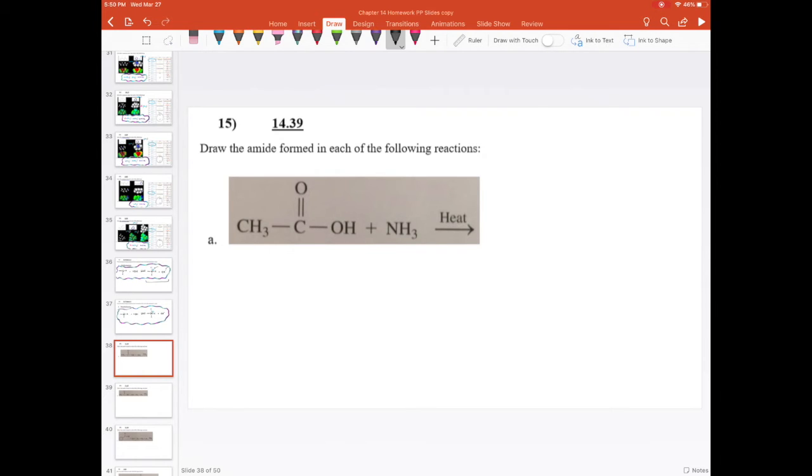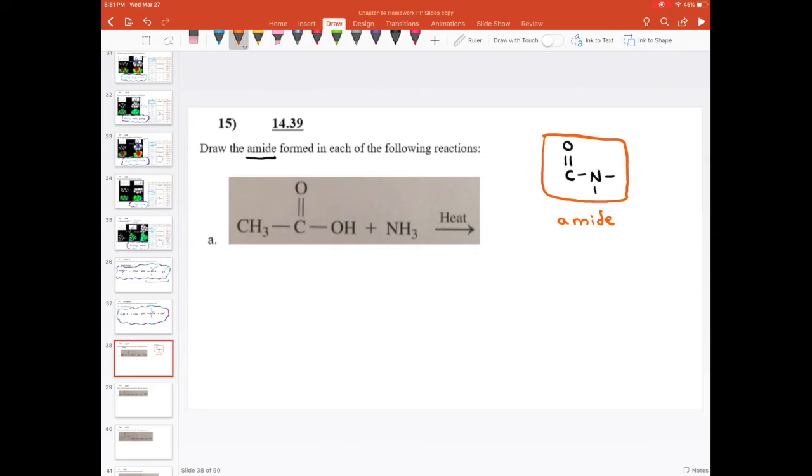In Chapter 14, Exercise 15, the question is asking you to draw the amide formed in each of the following reactions. First, let's talk about what an amide is. An amide is a functional group. The functional group is when you have a carbon double bonded to an oxygen, single bonded to an amine. So this is not an amine. This whole thing all together, carbon double bonded to oxygen, single bonded to an amine, is an amide.